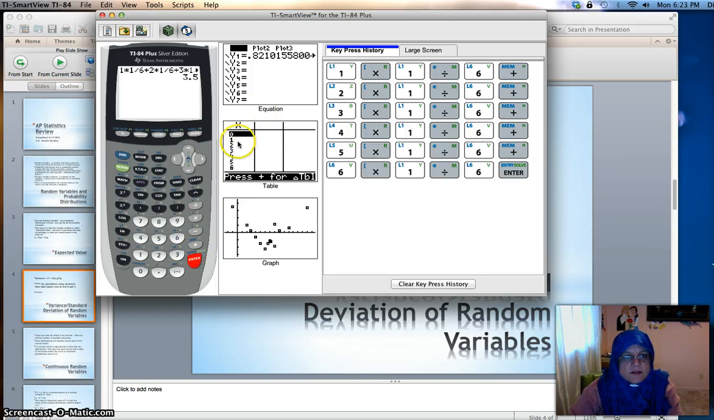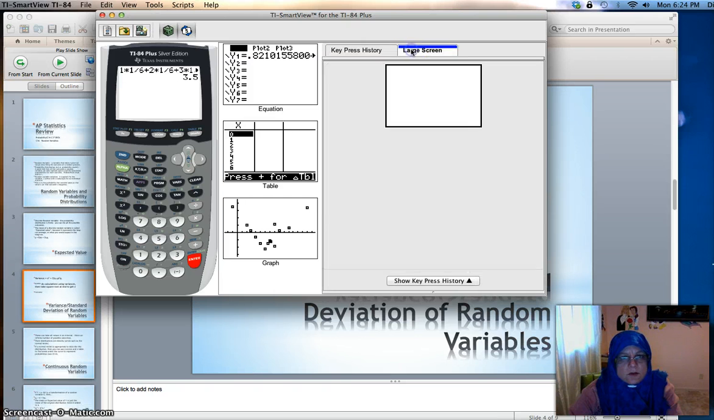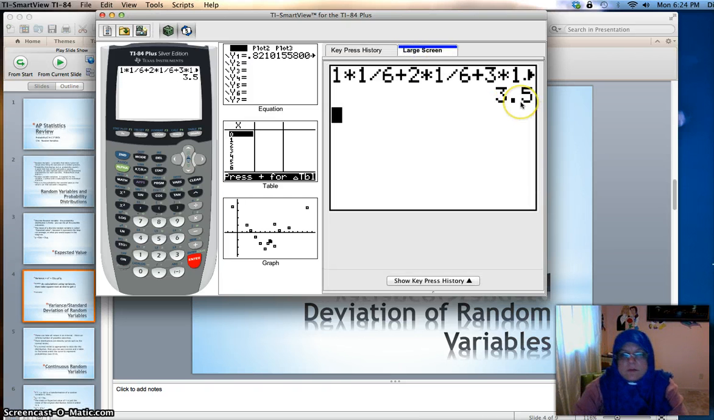So we get an expected outcome, or a long run average, of 3.5. Right, so that's just the average outcome in the long run of repeatedly rolling a die. Now to find the standard deviation, we start with the variance.